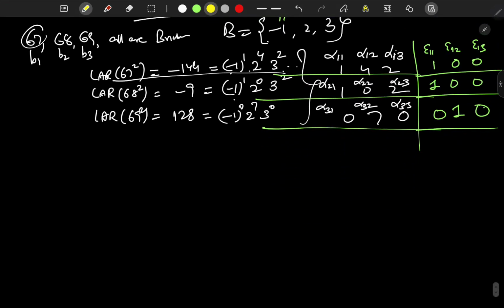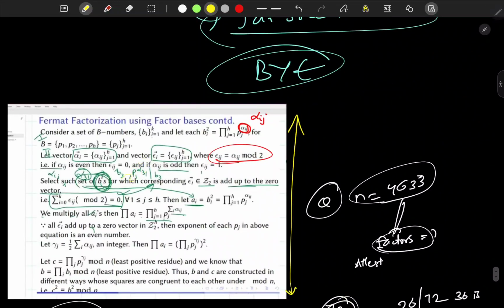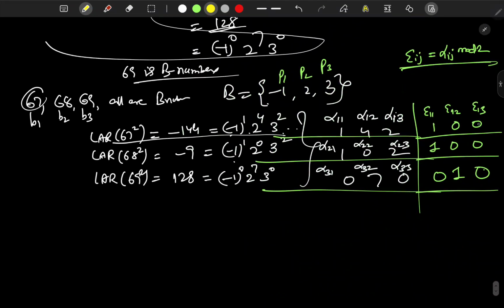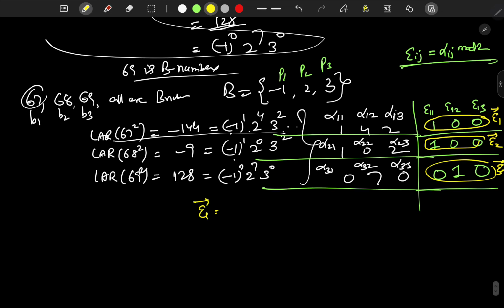And after this, what do we have to do? We have to sum up. I mean, after this we have to select the epsilon i vector. So whatever I have written, this is called the epsilon 1 vector, this is called the epsilon 2 vector, this is called the epsilon 3 vector, okay. I told you, the epsilon 1 vector is nothing but a tuple of 3 numbers: epsilon 1 1, epsilon 1 2, epsilon 1 3. Epsilon 2 vector equals epsilon 2 1, epsilon 2 2, epsilon 2 3, like that.